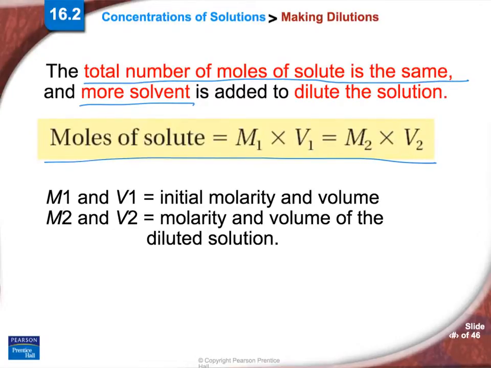The other thing that you should write down from the slide is that M2 and V2 are of the more diluted solution. That will help you when you're reading the problem: M1 and V1 are from the more concentrated solution and M2 and V2 are from the more dilute solution. So go ahead and pause and add that to your notes too.